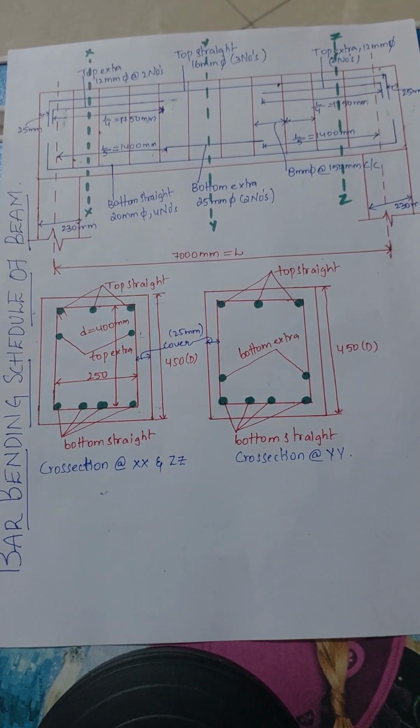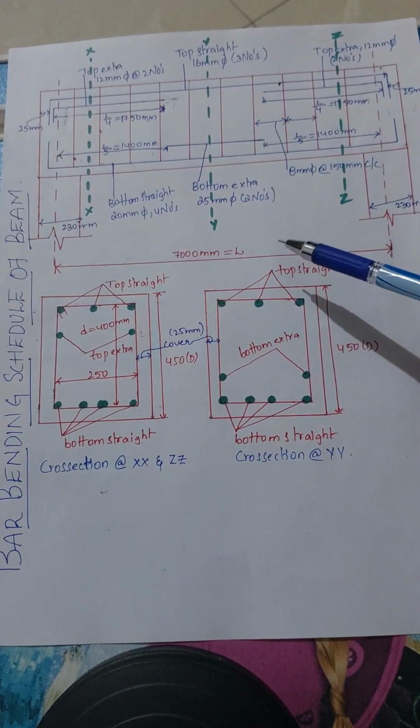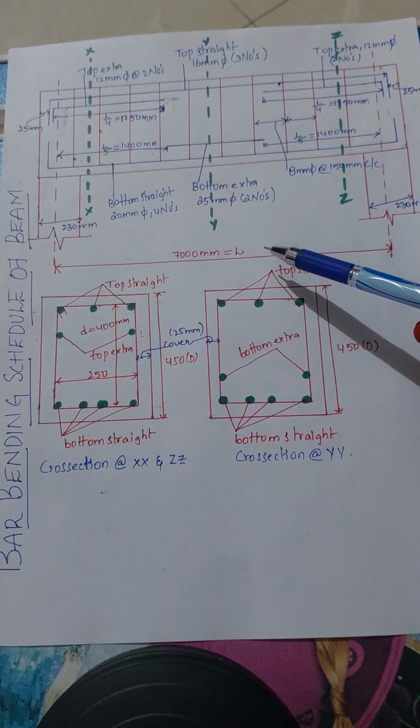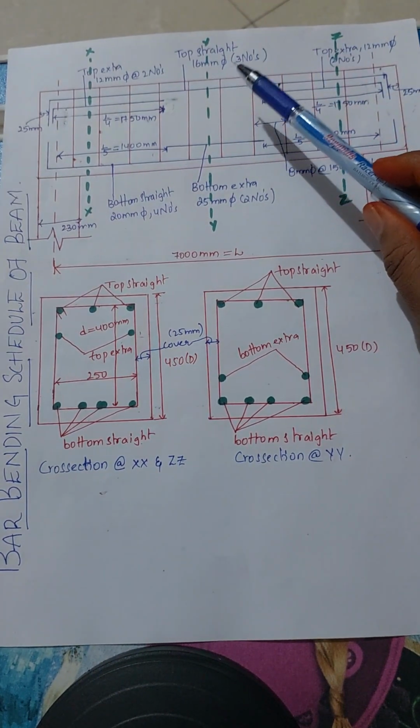Hello everyone, today in this video we will do bar bending schedule of beam. So here you can see the beam section, which has a length of 7000 mm, which is 7 meters, and we have provided top straight of 16 mm dia, 3 numbers.